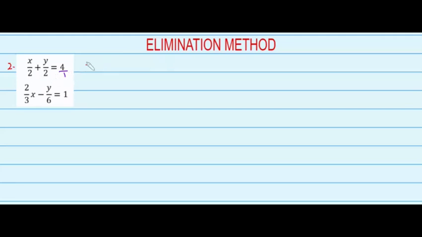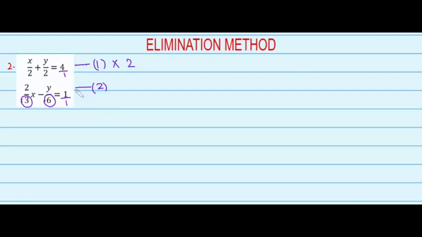Got it? So it means equation number 1 will be multiplied by 2, and say this is equation number 2, it will be multiplied by the LCM of the denominators. So the denominators are 3 and 6 and 1, right? So the LCM will obviously be 6.